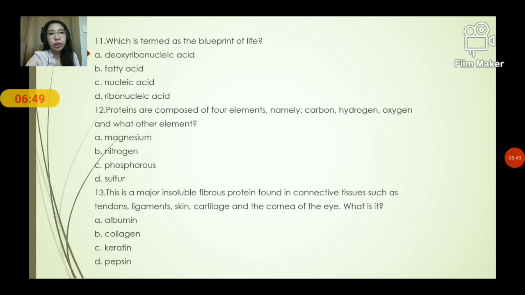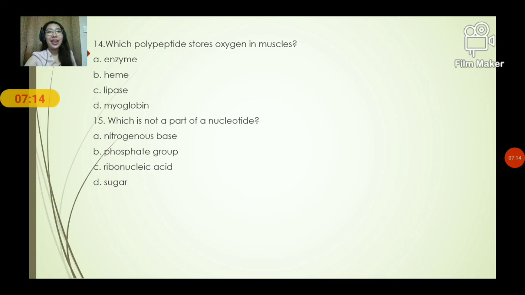Okay, so for question number 13, this is a major insoluble fibrous protein found in connective tissues such as tendons, ligaments, skin, cartilage, and the cornea of the eye. So what is it? Is it A, the albumin, B, the collagen, C, keratin, or D, pepsin? Okay, so next is question number 14. Which polypeptide stores oxygen in muscles? A, enzyme, B, heme, C, lipase, D, myoglobin.